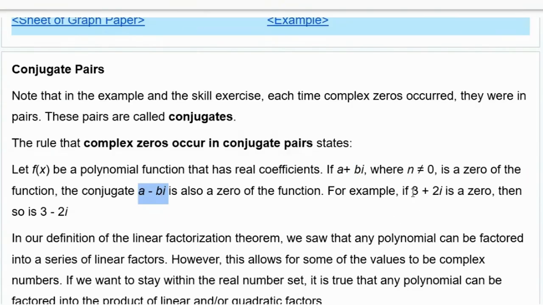And here's a practical example. 3 plus 2i would be 3 minus 2i. You do not change the sign of the real part. You only change the sign of the imaginary portion of that.